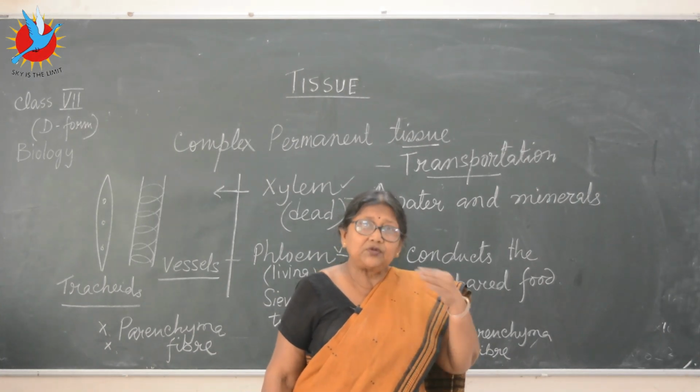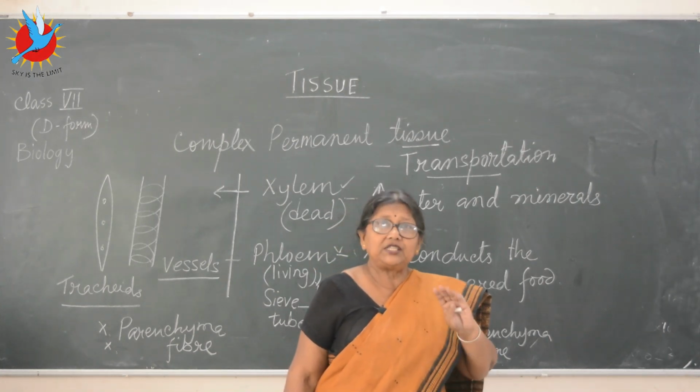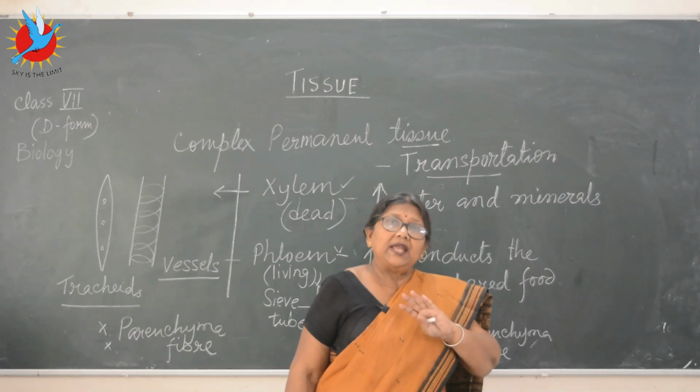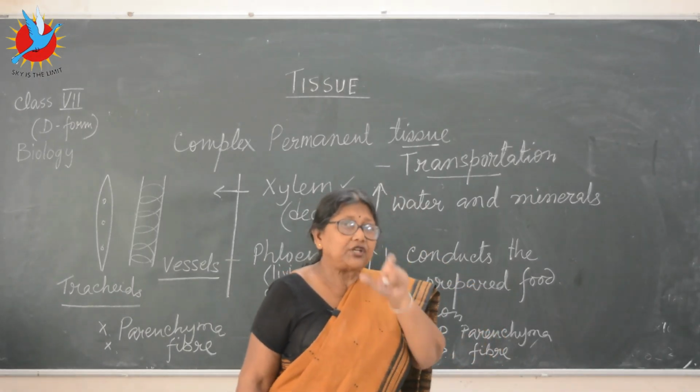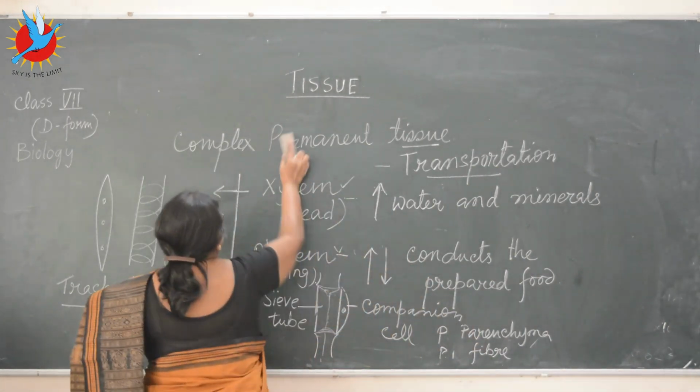Right? So now next we will start the animal tissue. This much is for the plant tissue, and now we'll go to the animal tissue. We'll start the introductory part of the animal tissue now.